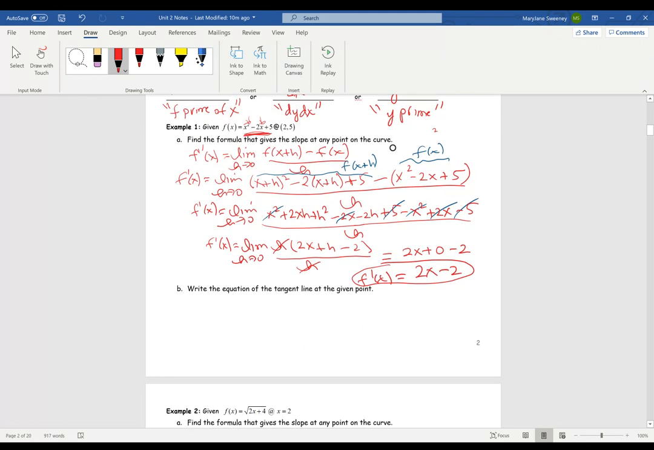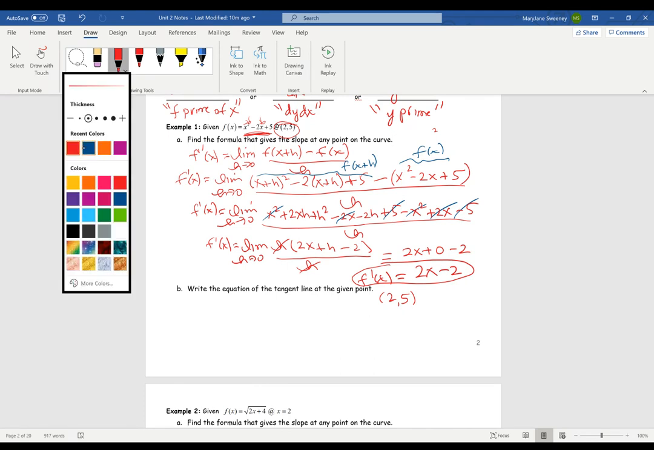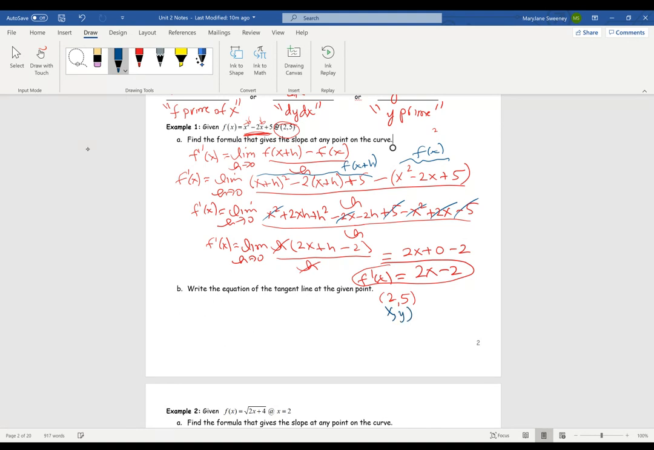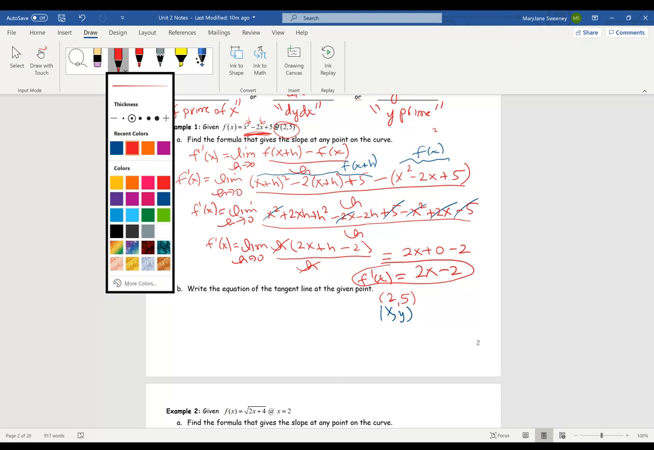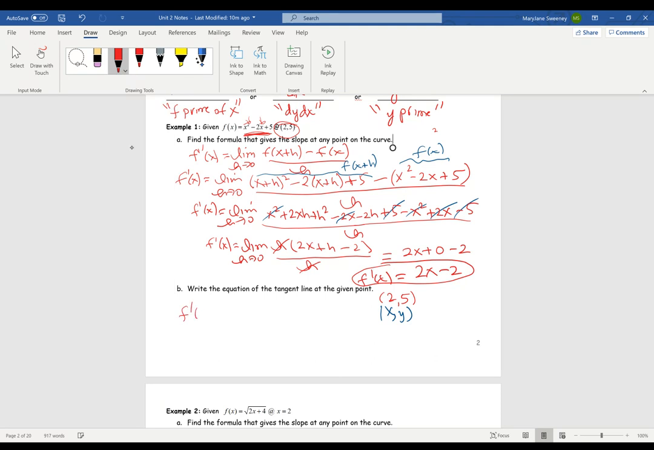Now, write the equation of the tangent line at a given point. Well, that's up here. The given point was 2, 5. If I want to write the equation of the tangent line, this is my x, y point. I need to know my slope. Well, the first derivative is the slope of the tangent line.